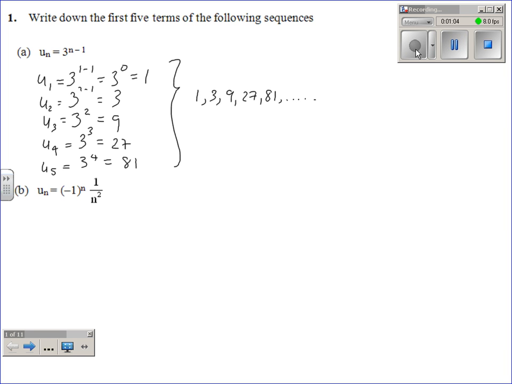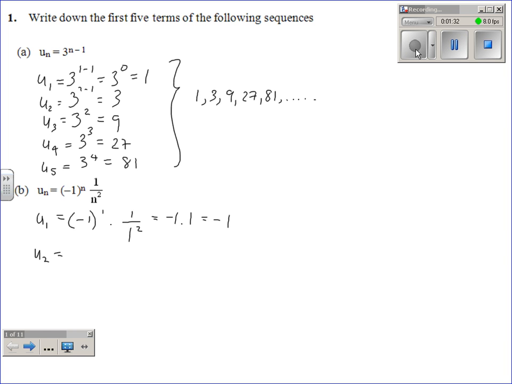Okay, for question 1b, we've been given that the nth term is negative 1 to the power of n times by 1 over n squared. So likewise, for the first term, we substitute n equals 1. We've got minus 1 all to the power 1 times by 1 over 1 squared. So here, negative 1 to the power of 1 is just negative 1. 1 squared is 1, so 1 divided by 1 is 1. So we've got negative 1.